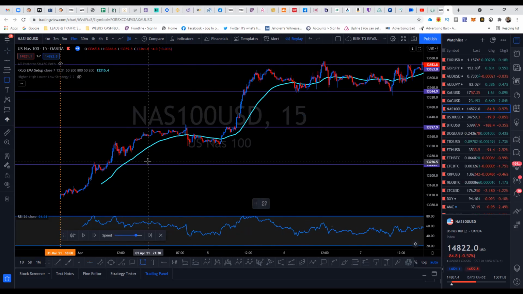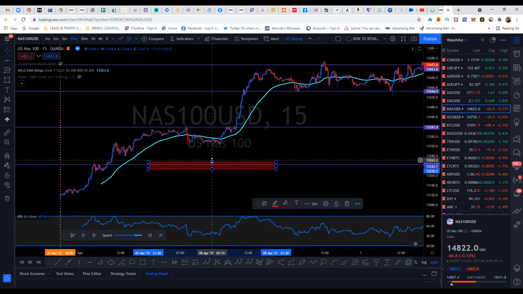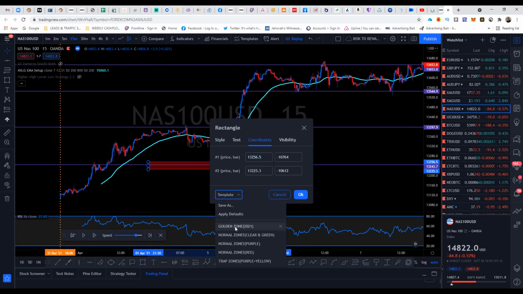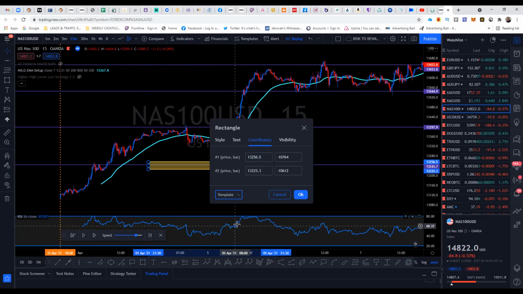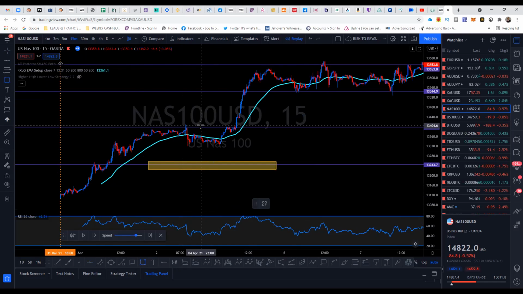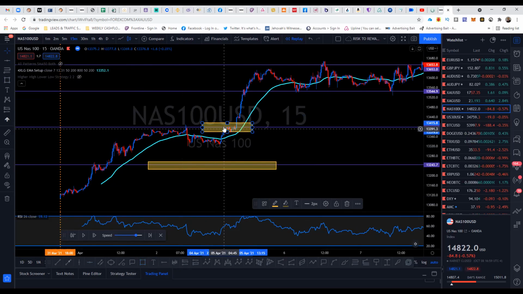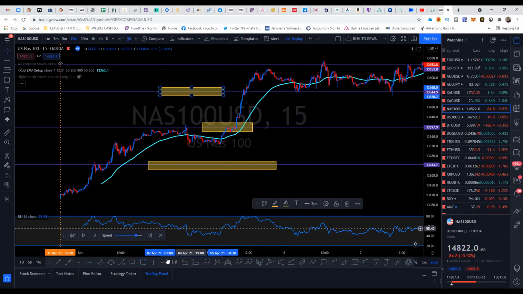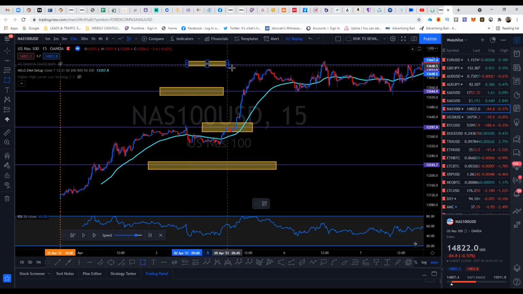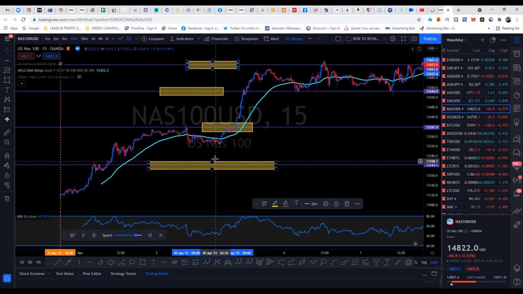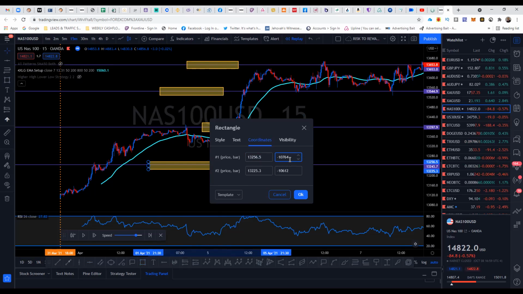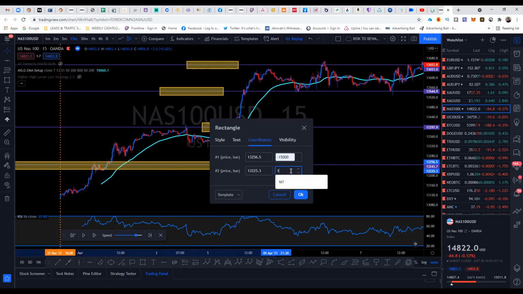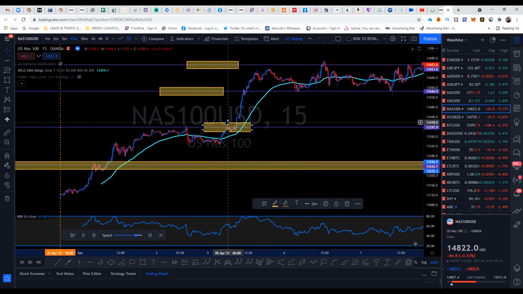And then what I do is I draw my zones off of these lines. I have a color for each time frame, so we're going to make this gold. And then we're going to change the coordinates of these so they can stretch throughout the whole screen. All right, so that's what we're going to do.